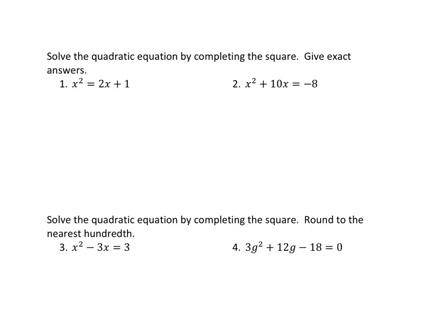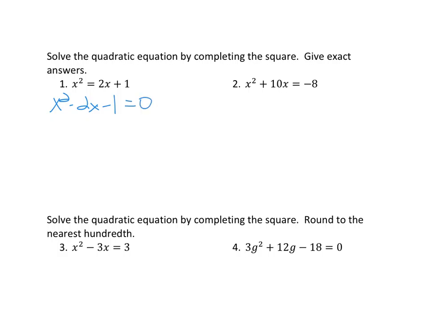We're going to solve this by completing the square, so I'm following those 6 steps. You're going to want to refer back to those if you don't have them memorized. You first set this up by getting everything to one side of the equation. So subtract over the 2x and the 1. So x squared minus 2x minus 1 equals 0.